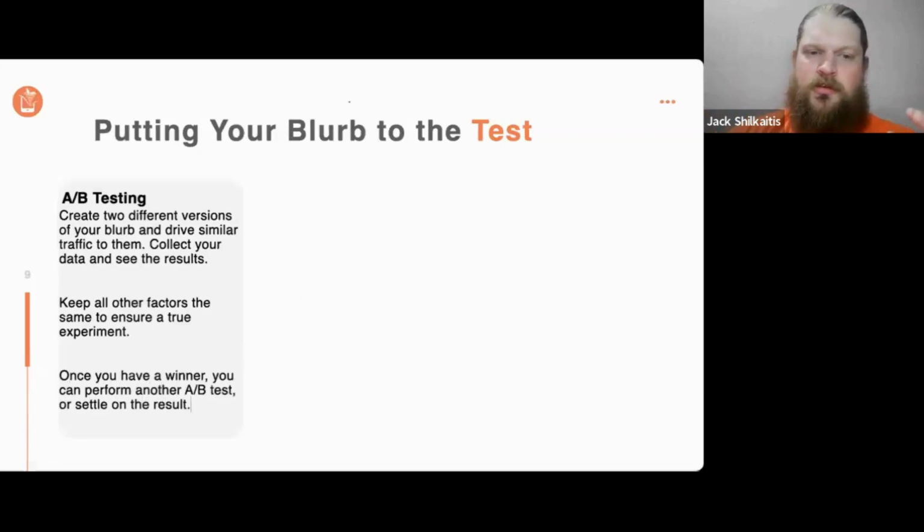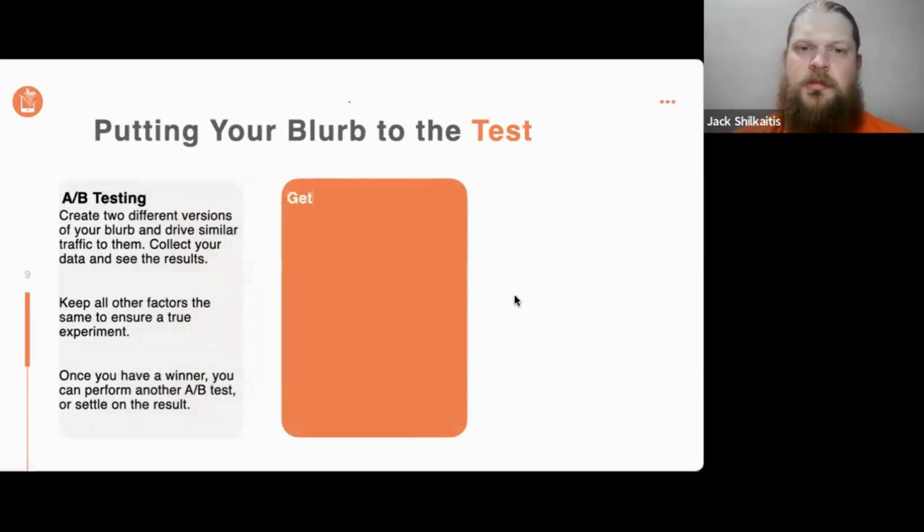And then once you have a winner, you can either then perform another A/B test. That's how A/B testing generally works. You can go again, or you can just settle on the result that you got and go with the winner. Totally fine. You don't have to do multiple layers of A/B testing all the time. You can just do it once and then maybe give it some time and come back and try it again later when you feel you need to.